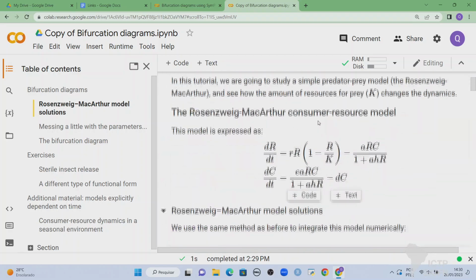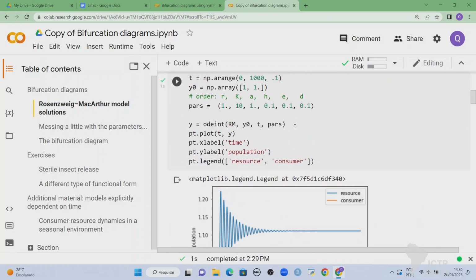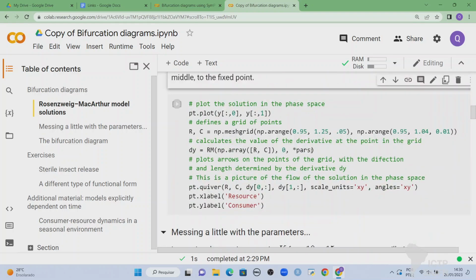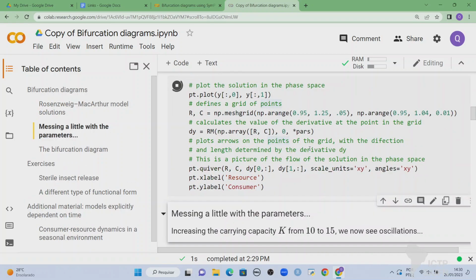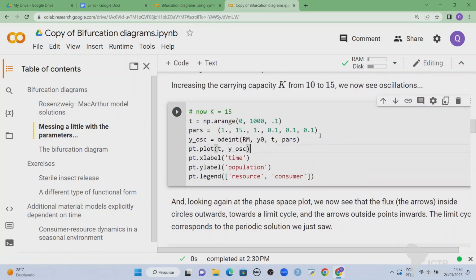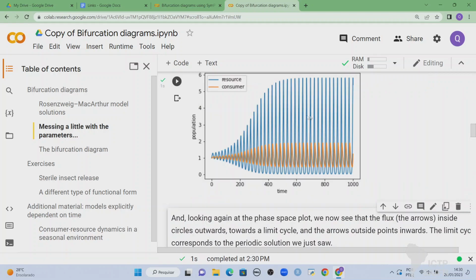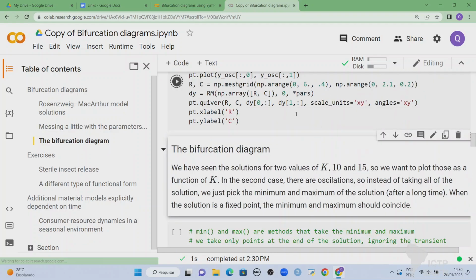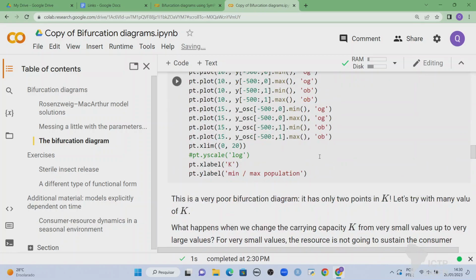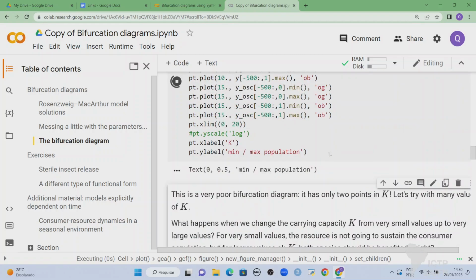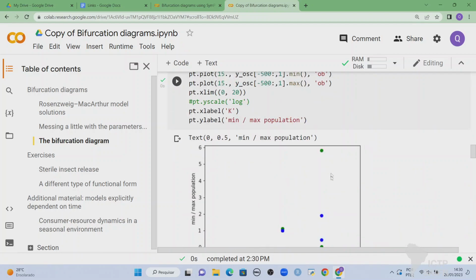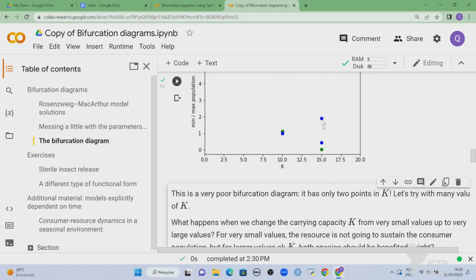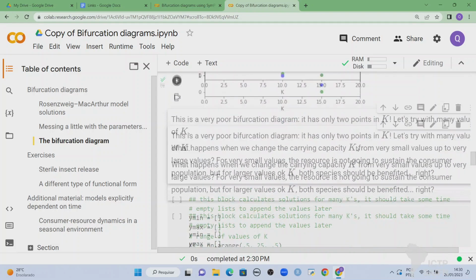So let's go step by step, right? First, I have this situation where I have a stable fixed point, and then I plotted the phase space with the arrows. Now for a larger k, I have oscillatory solutions, and now the phase space looks like this. Now I'm trying to plot this diagram with only two points. Instead of plotting the whole oscillation, I plotted the minimum and the maximum, so I see the amplitude of the cycle, the minimum and maximum for the predator and for the prey, right?